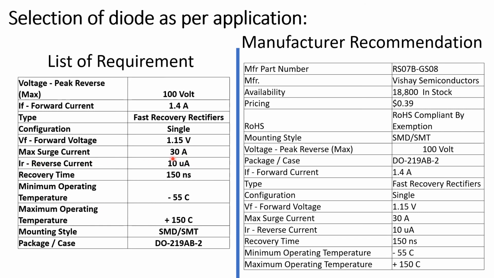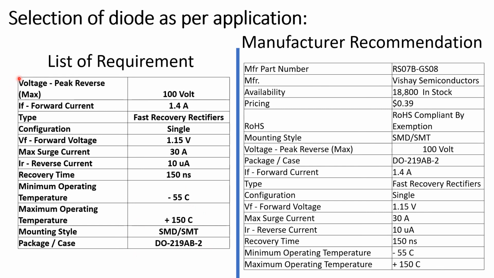And reverse current. Suppose you apply the reverse voltage, you reverse the polarity, and some leakage starts flowing. If that is more than 10 microampere, this device will fail. So these are very, very important parameters. You must decide based on your circuit application. Then what is your minimum operating temperature? What is your maximum operating temperature? What space do you have to mount these devices? Either SMT or through hole, depending on your application and the size of the board.